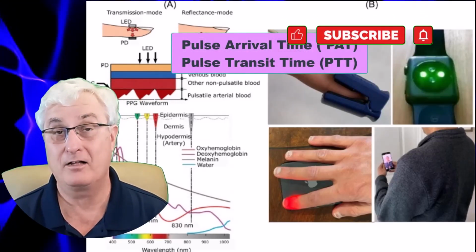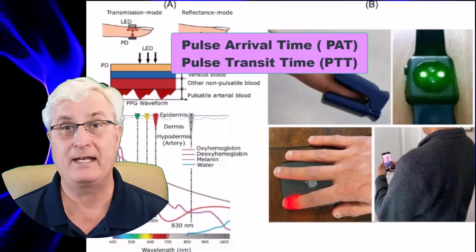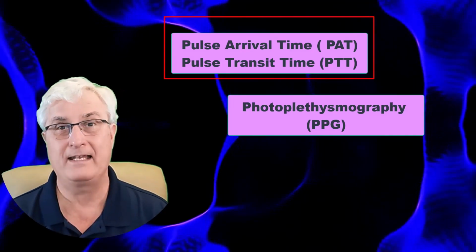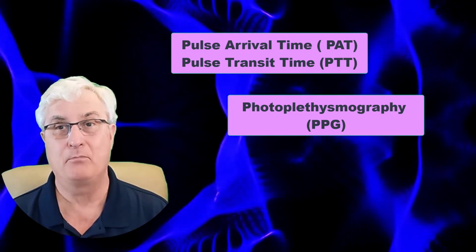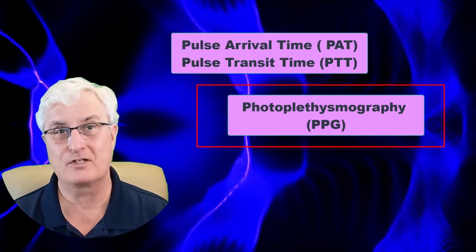So in summary, we have two types of technology. We have pulse arrival time or pulse transit time, and we have photoplethysmography. The first group is just measuring the difference from a blood pressure you are entering in. The second type is, of course, measuring your actual blood pressure. We'll see both these types used in future watches as this becomes more common.